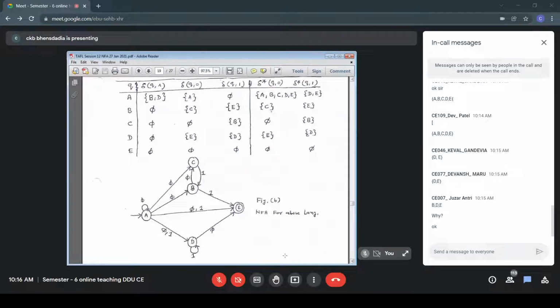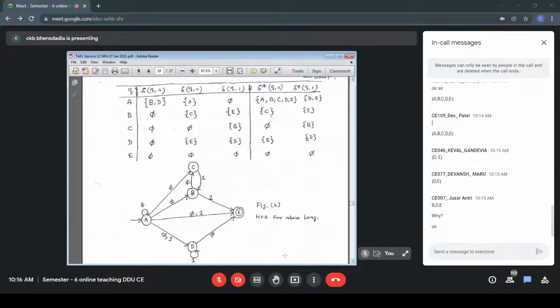So apart from 0, we can make a transition to D on 1. So it is 0, 1. A to D, 0, 1. Similarly, A to E, it is 0, 1. From A, we can reach E on 1 also. So A to E on 1 also. That becomes 0, 1. Similarly, the remaining transitions. Already we have defined the accepting state and the initial state, and this is my equivalent NFA for the given NFA with null.